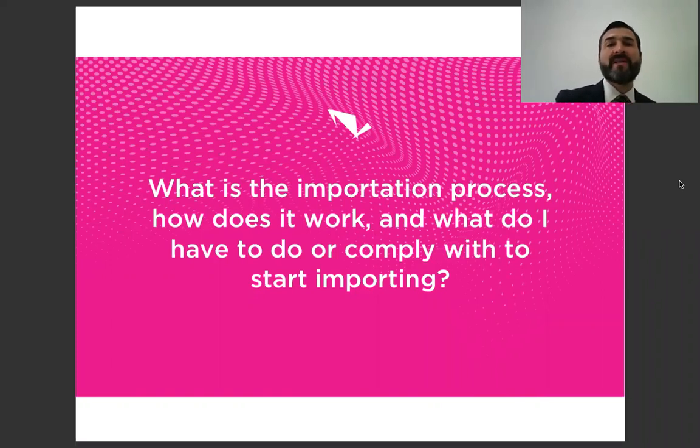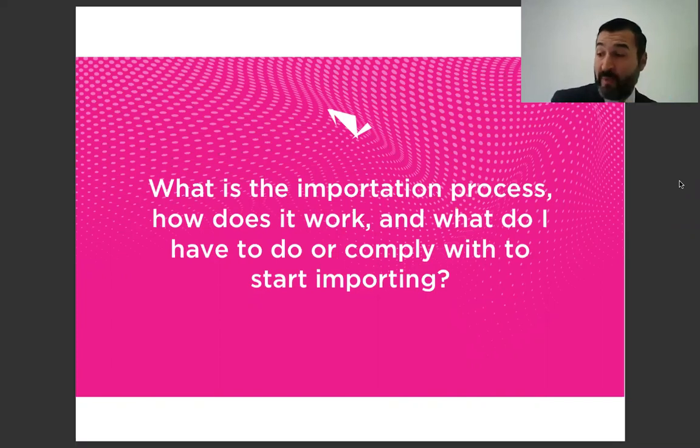Okay, so what is the importation process? How does it work? And what do I have to do or comply with to start importing? We talk about the general import requirements, that is, to be a taxpayer, to decide whether you are importing as an individual or a corporation or what have you. We understand this, but now we have to identify what the importation process is. Once you have all those requirements, you have to go with your customs broker or your legal representative and prepare an import entry.